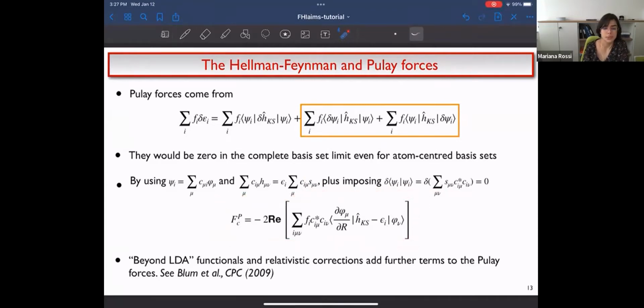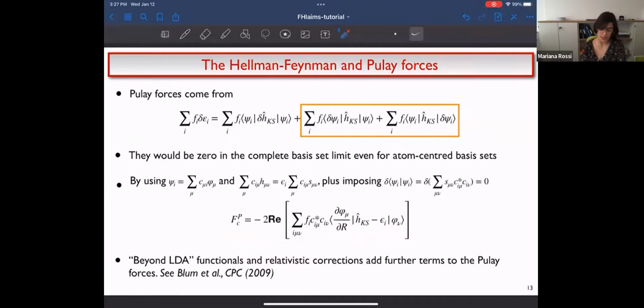So these are the Pulay forces. This is my occupation numbers again. These are the expansion coefficients of the Kohn-Sham orbitals on the basis set. And then you have this derivative of the basis set with respect to nuclear positions. And then these terms are the Kohn-Sham Hamiltonian, the eigenvalues, and again, the basis set. So this is the core of the Pulay terms.